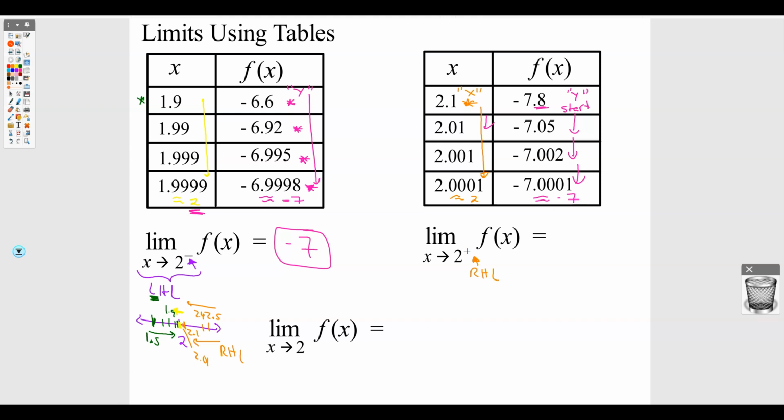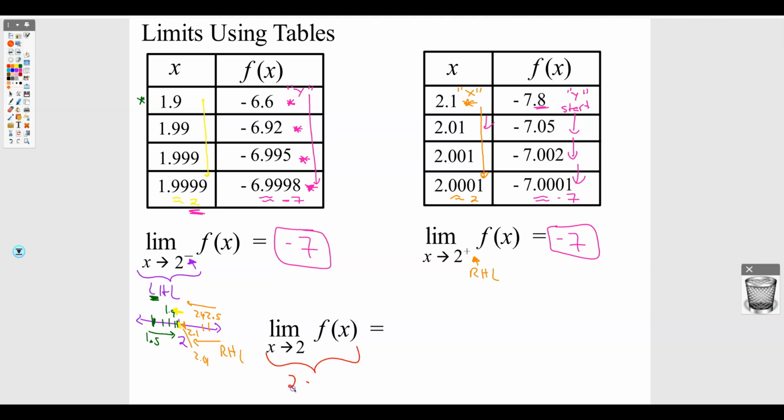Negative 7.0001 would be really, really close to negative 7. So we say that the limit is negative 7. So all I'm going to do when I look at a table is find the pattern of what the y value is approaching as x gets closer and closer to the number, on either the left-hand side or the right-hand side. All right, so now take a look at our last one right here on this problem.